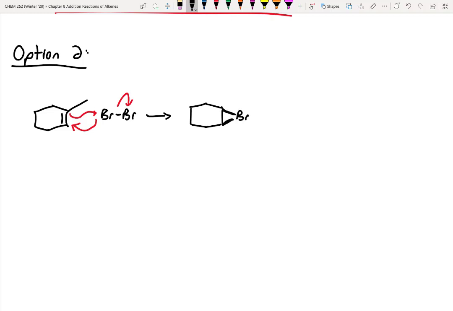All right, so if that happens, bromine actually forms this 3-membered ring. And in this case, bromine could either be attached via wedges, like I have shown, or alternatively, bromine could be attached via dashes, right? So the question is, why might this be observed? Well, let's think about this.